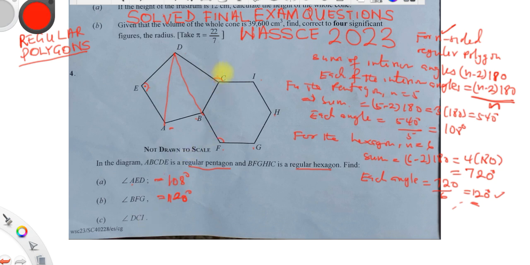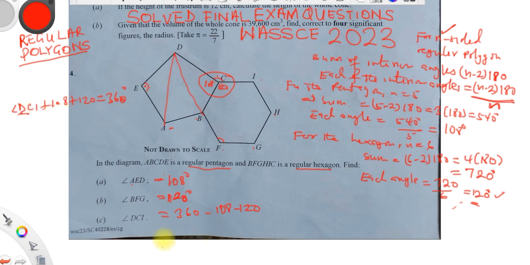Okay, so how do we find this? It's very simple. We know that this is one of the interior angles of the pentagon, so this one is 108 degrees, and this is one of the interior angles of the hexagon, which is 120. And we know that the whole of this angle, the sum of the angles at a point, has to give us 360 degrees. So this angle is equal to 360 minus 108 minus 120. Angle DCI plus 108 plus 120 should give us 360 degrees. That's how we are solving for DCI here.